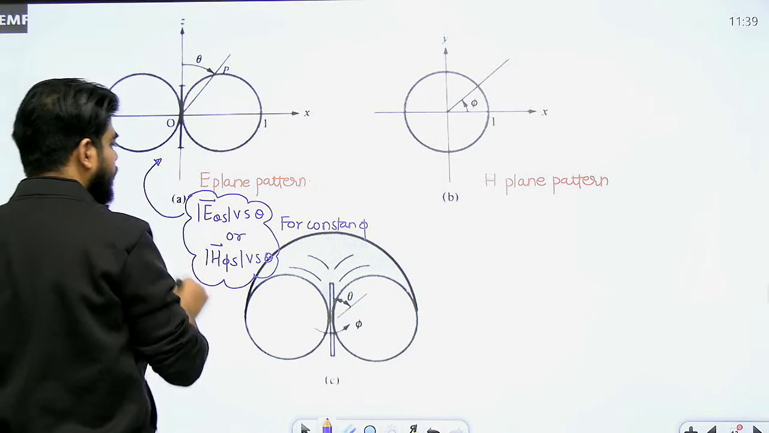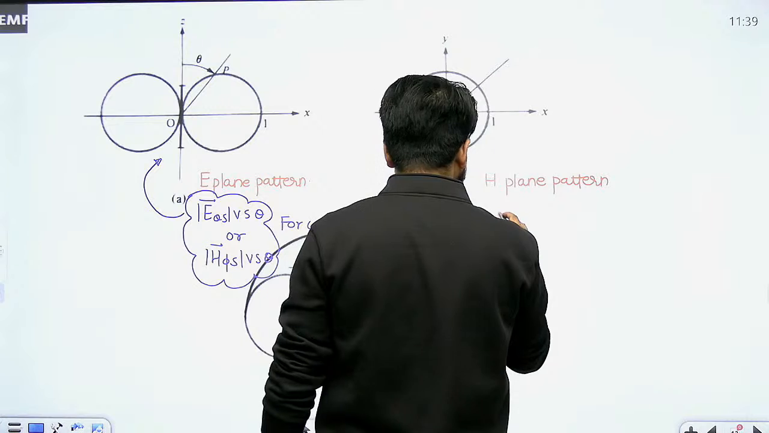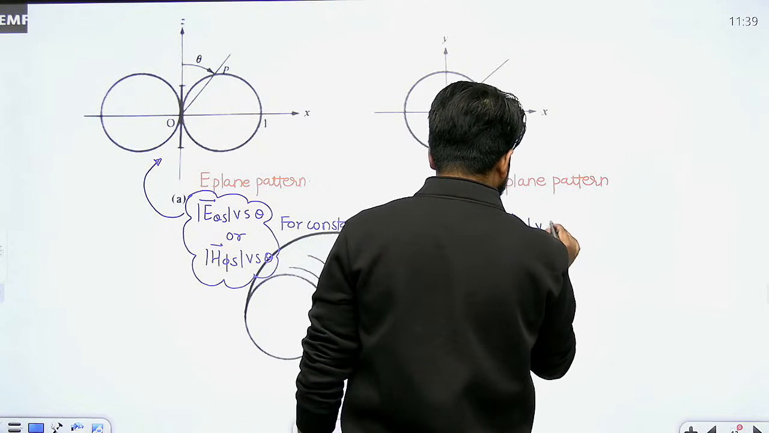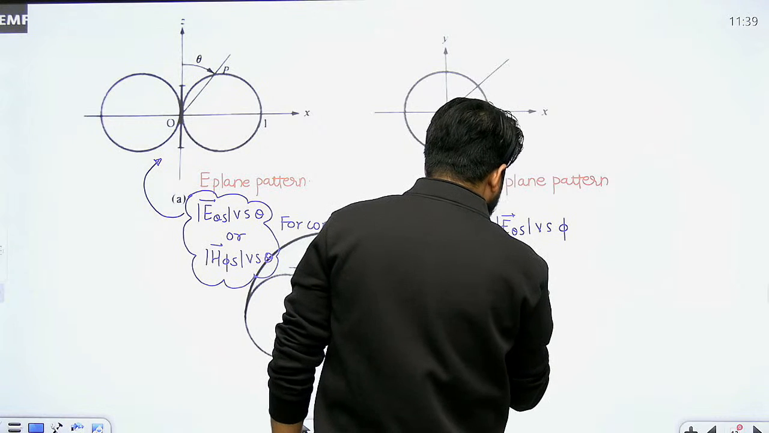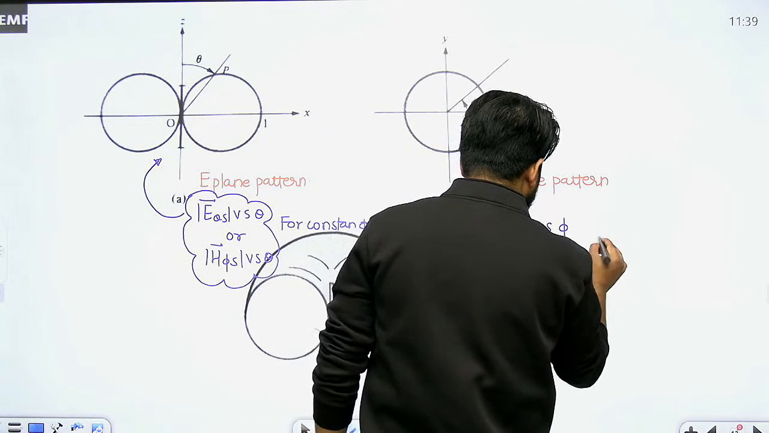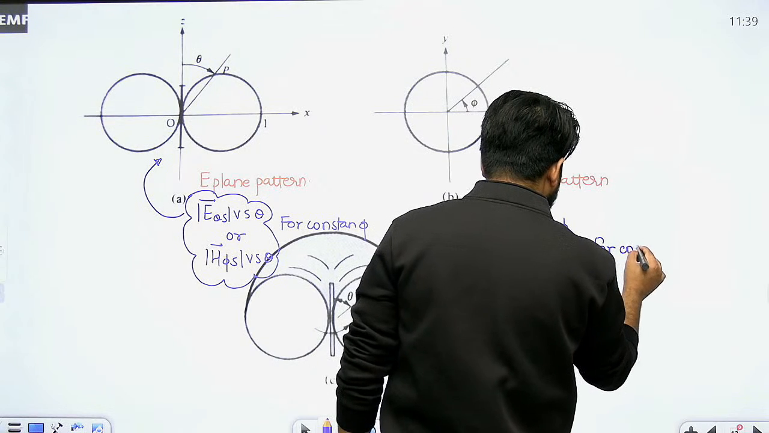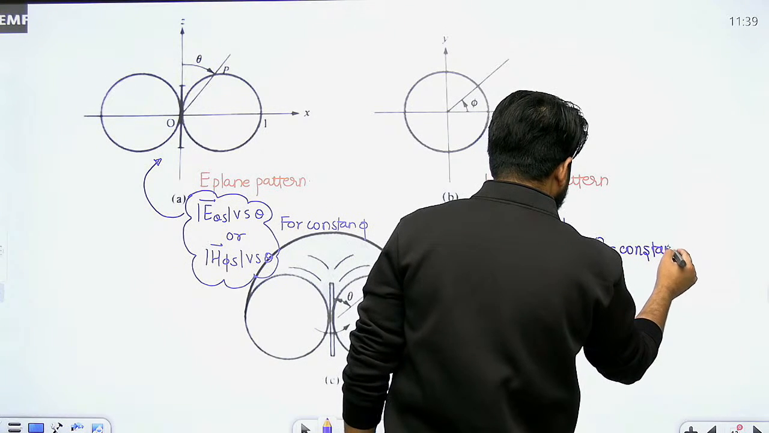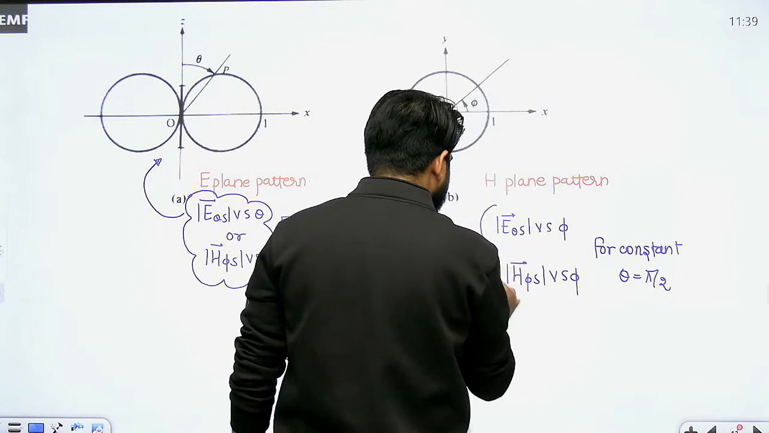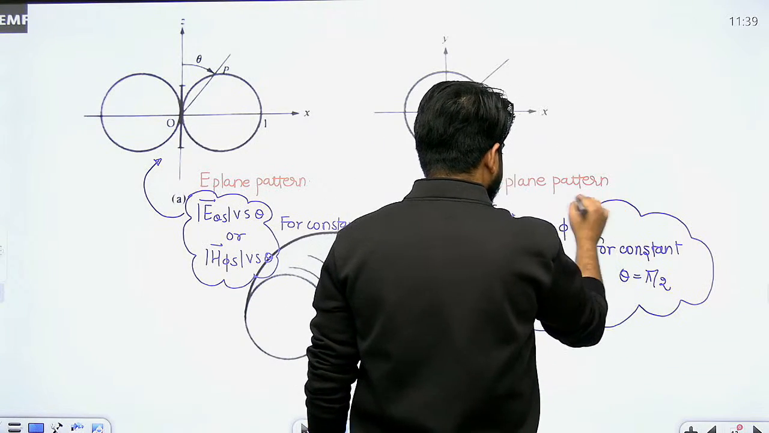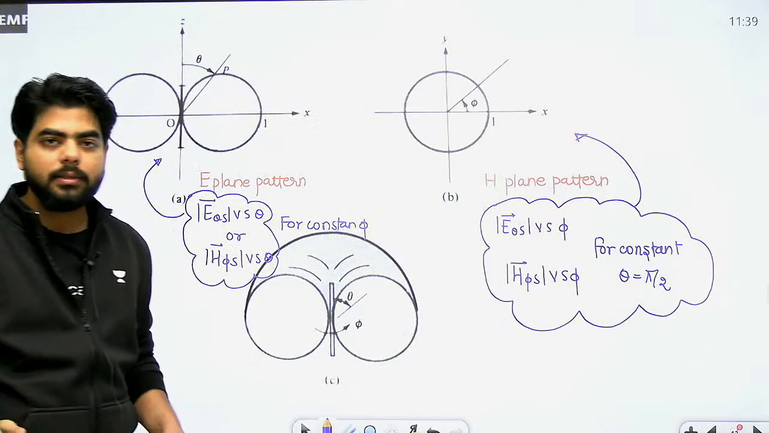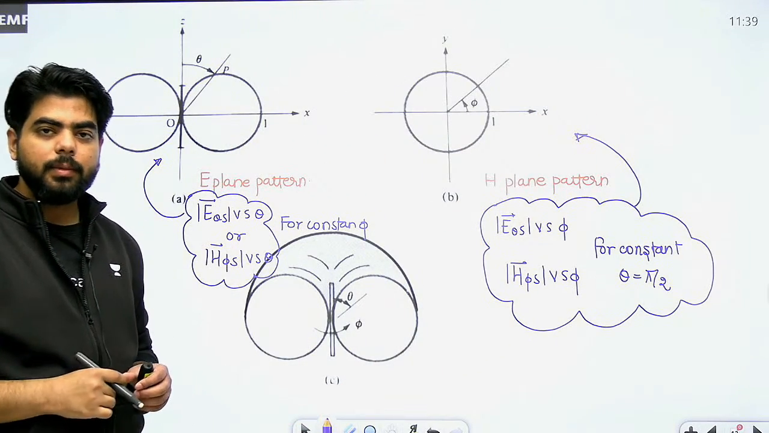Same thing you are going to have. Similarly for this, this will be mod of E theta versus phi, or mod of H phi versus phi for constant theta, और वो भी constant theta कैसा होना चाहिए, π/2. तो ये डेफिनेशन होती है रेडिएशन पैटर्न्स की. इस केस में आपको हमेशा जो रेडिएशन पैटर्न मिलेगा वो ऐसा मिलेगा. स्पेसिफिकली हर्ट्जियन डाइपोल की हम लोग बात कर रहे हैं, सारे डाइपोल्स की बात नहीं कर रहे हैं.